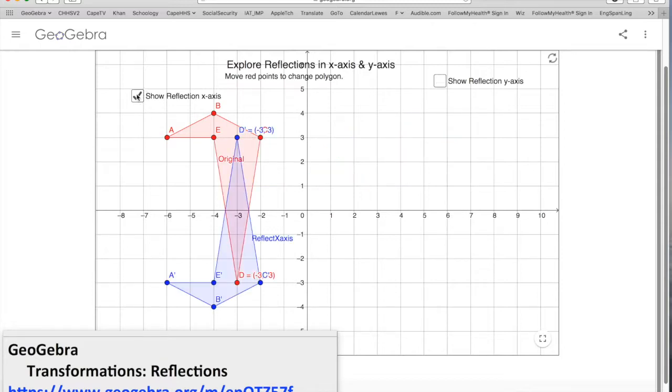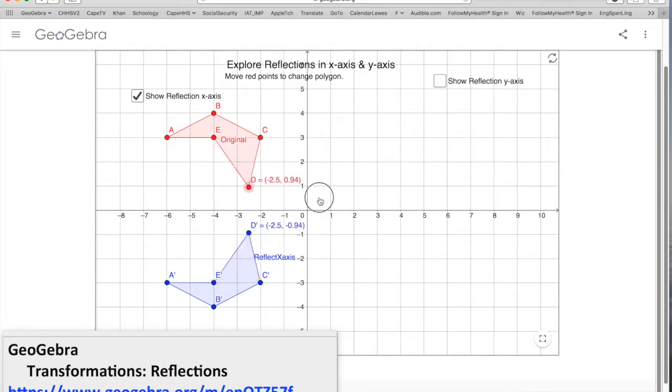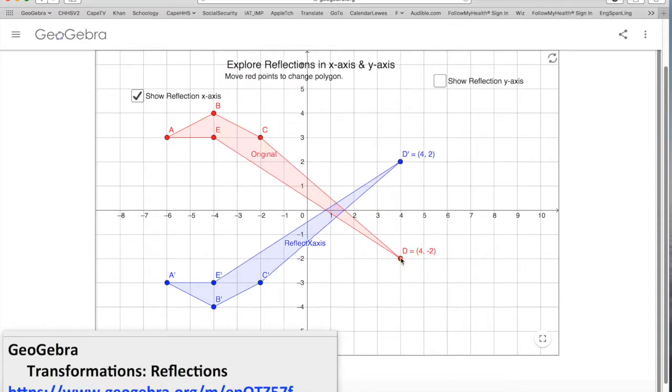Now, let's reflect it in the x-axis. Bring my D value back up here. Now I'm reflecting in the x-axis. That's the horizontal axis. It was -5, 1, it becomes -5, -1. So now the x value is staying the same, and the y value is changing to the opposite sign. Here, the original is +4, -2. The x value is staying the same, and the y value is changing to the opposite sign.